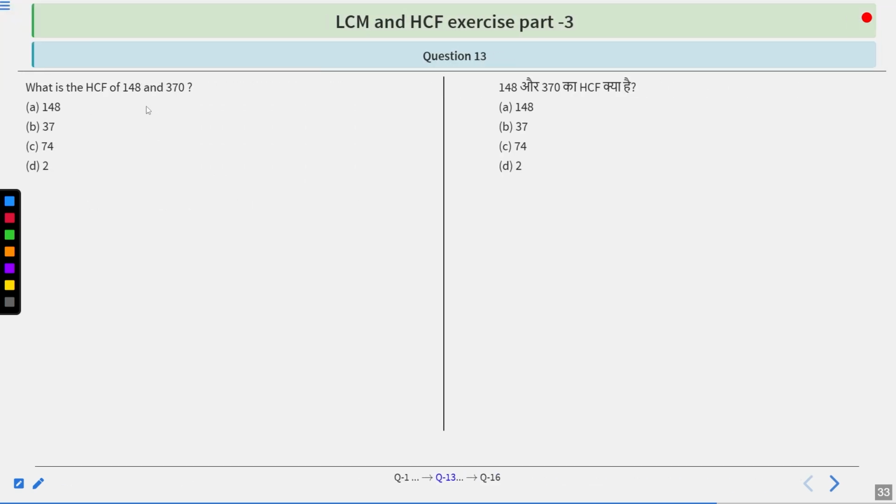What is the HCF of 148 and 370? And the options are 148, 37, 74, and 2. These are the options.